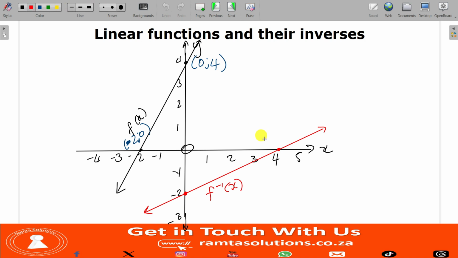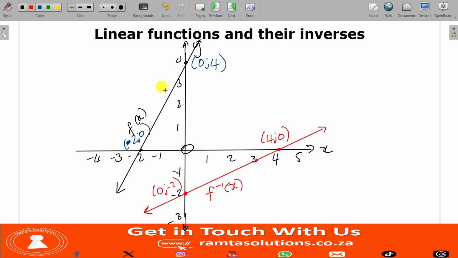The x-intercept was 4 and 0, but the y-intercept was 0 and negative 2. Isn't this what we got? It is indeed what we got. So you see, I was able to draw the inverse given the original. I was able to draw the inverse without even knowing what the equation of the inverse is.